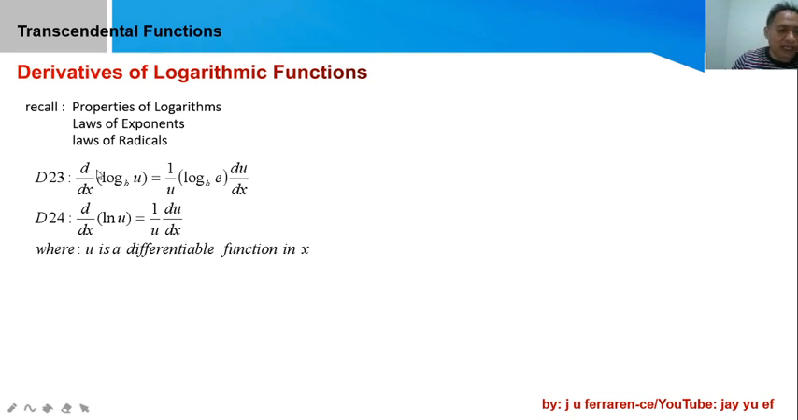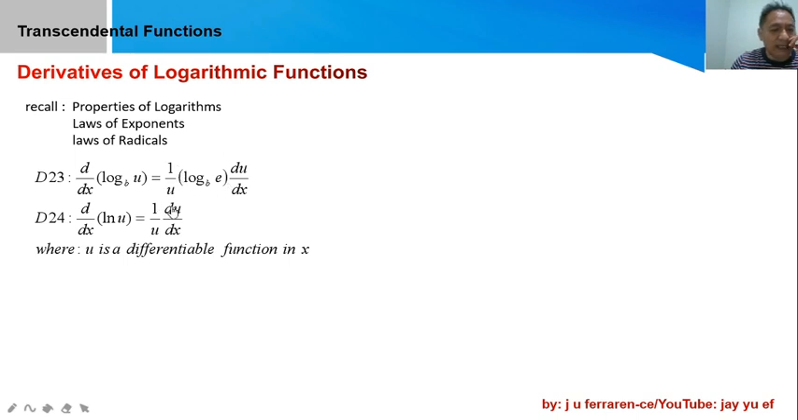Now, we have the derivative of any logarithmic function u of base b. That's equal to 1 over u, the logarithm of e base b, du dx. And if your logarithm is a natural logarithm, we have the d24, which is the derivative of ln u, which is 1 over u. Actually, there is still a middle factor here, which is the logarithm of e, which also contains the same base e when that's ln, and the value of which is 1.